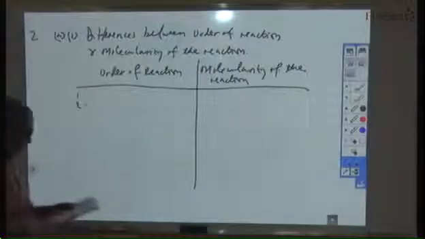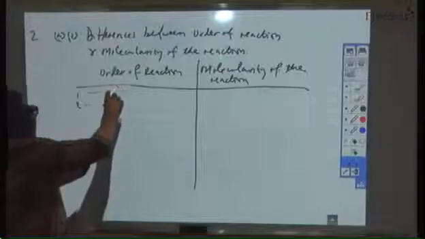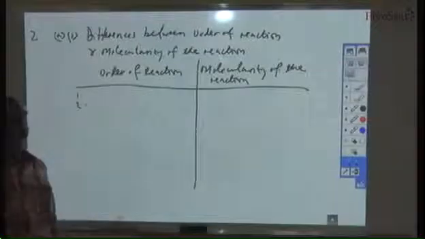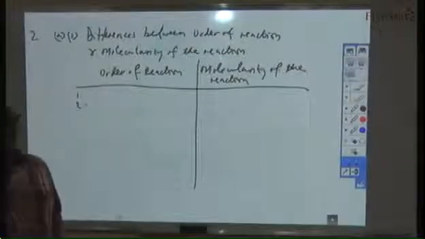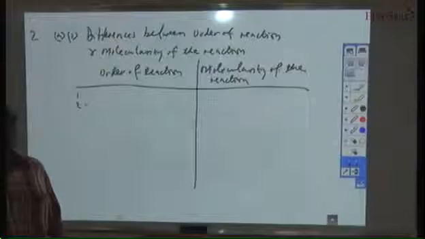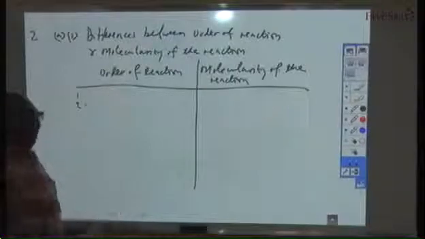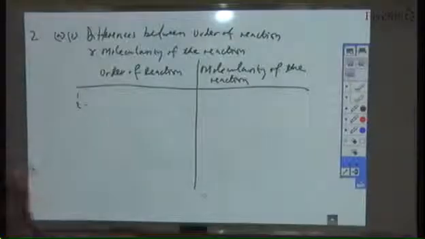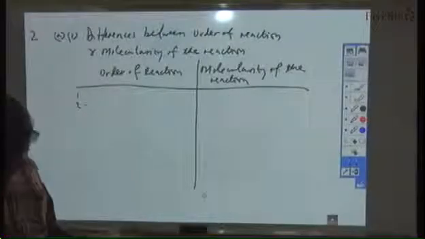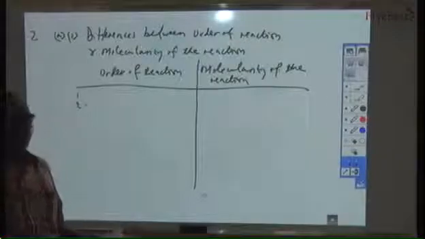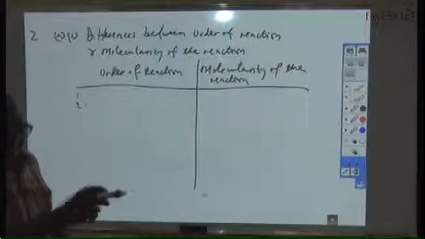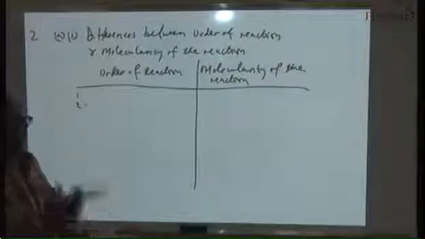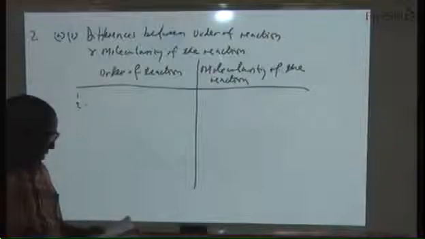The second difference between order of reaction and molecularity of the reaction. Order of reaction can only be determined experimentally. You cannot deduce it theoretically. But molecularity of the reaction is determined theoretically. You write the reaction involved, and then you can know exactly the number of species which are involved in such a reaction.